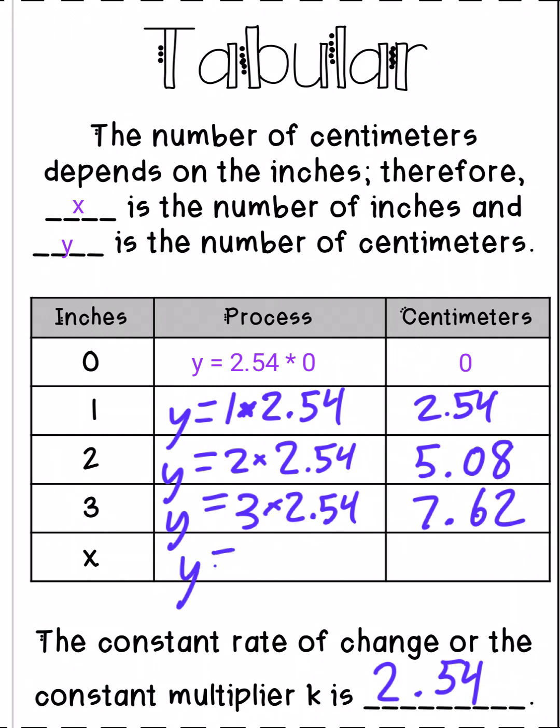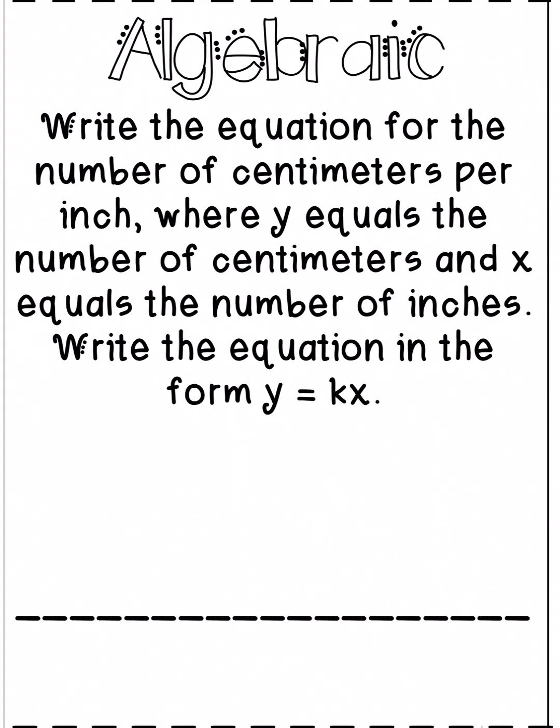That means to find any number of centimeters for x inches, we need to take y and set it equal to 2.54 times x. So the number of centimeters is just y, what we get when we multiply 2.54 times x. Algebraically, we can write the equation for the number of centimeters per inch, where y equals the number of centimeters and x equals the number of inches. We're going to write it in the form y equals kx.